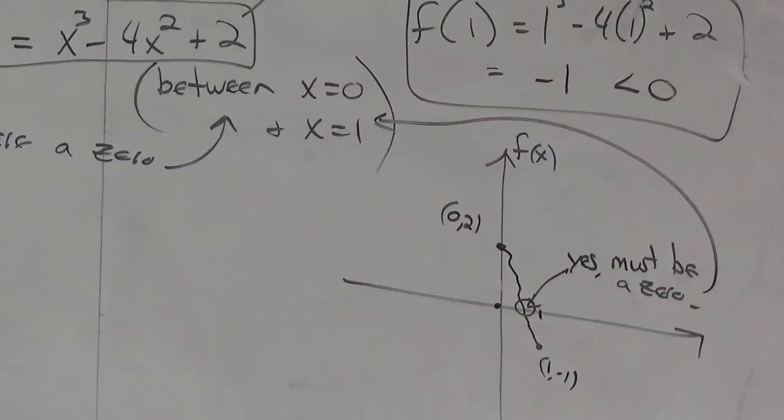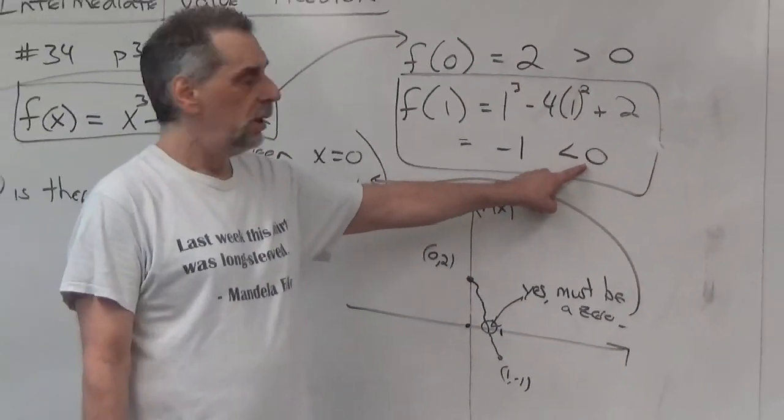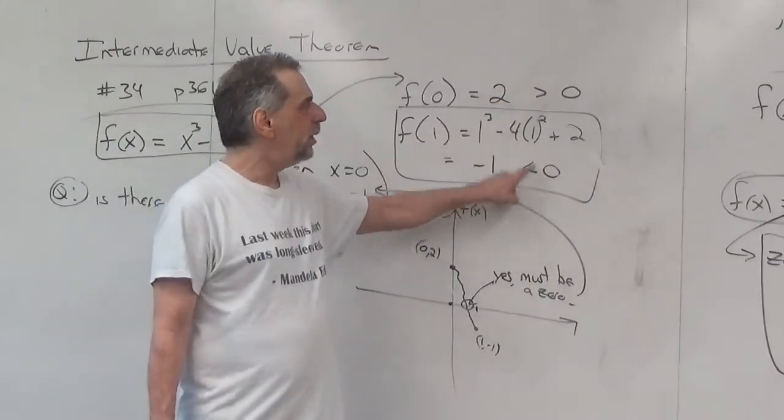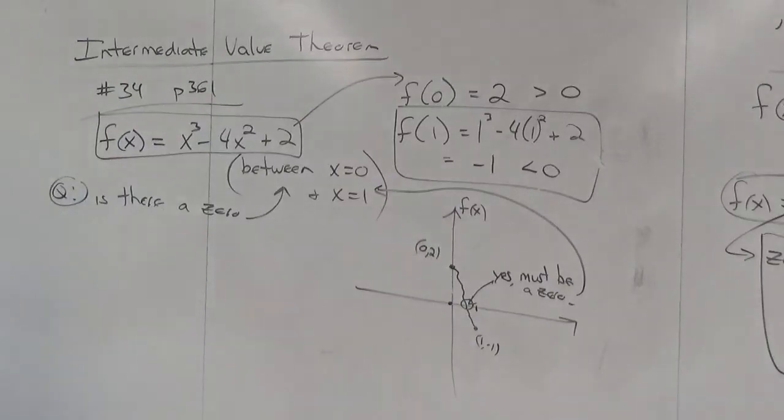Again, if this was positive and this was positive, you'd say no conclusion. If this was negative and this was negative, no conclusion. Only when they differ in sign can you make that conclusion that there has to be a 0.